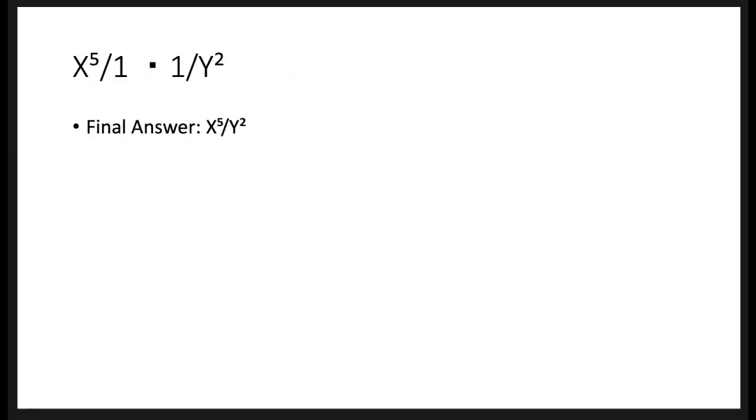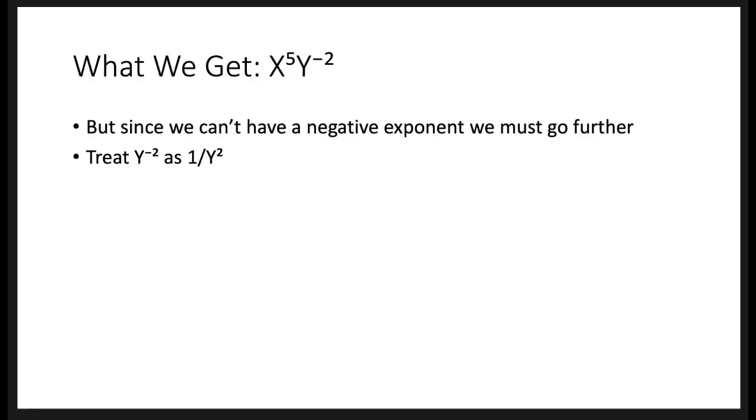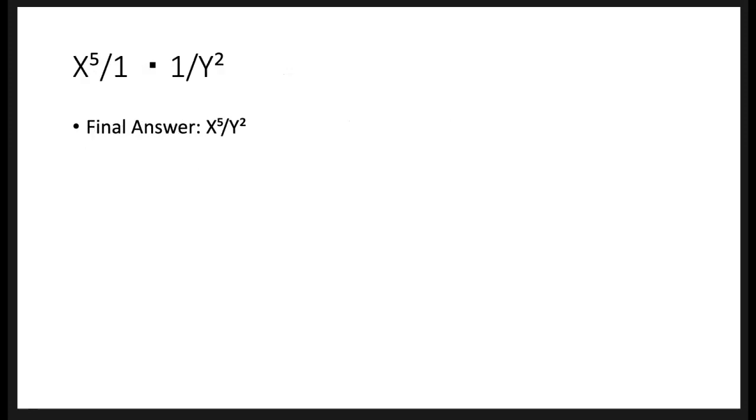We can treat y to the negative second as 1 over y to the second, which then gives us x to the fifth over 1 times 1 over y to the second, giving us a final answer of x to the fifth, y to the second.